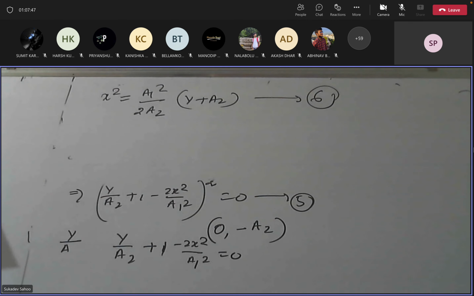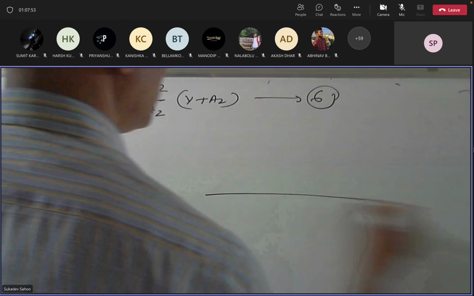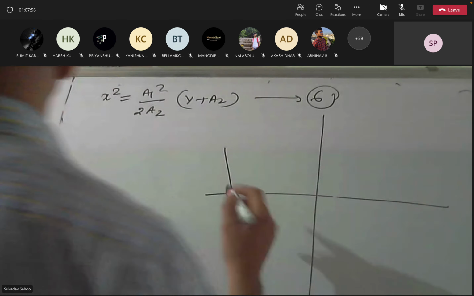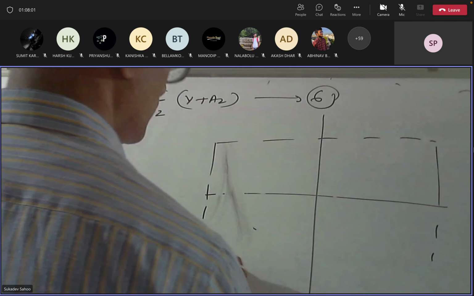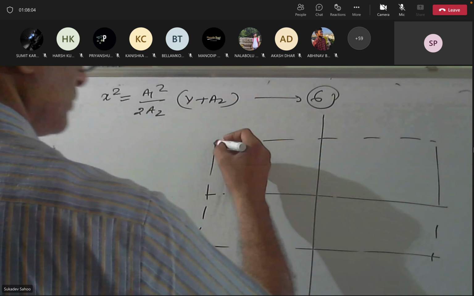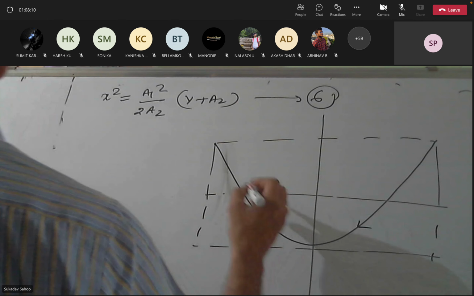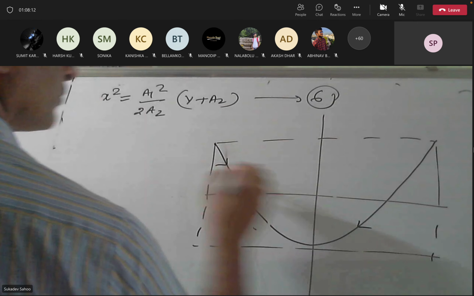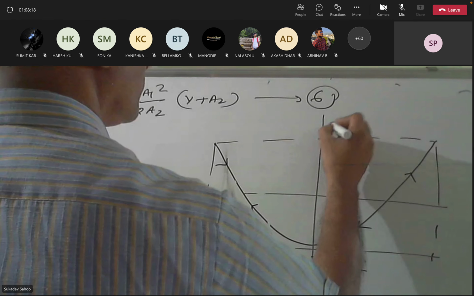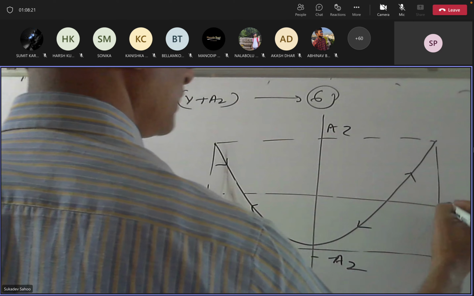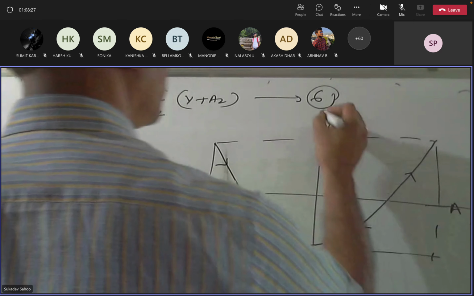Now if we plot the graph using this equation, I think all of you will be able to plot this one. You will see this is minus a2, this is a2, this we can say a1, and this is a1. This is the x-axis, this is y.